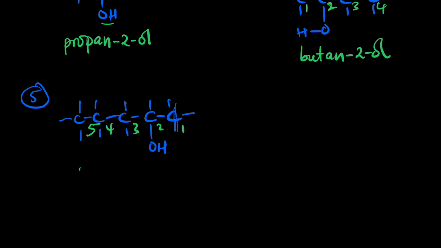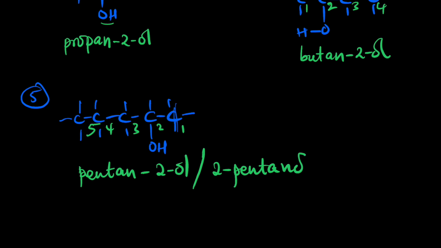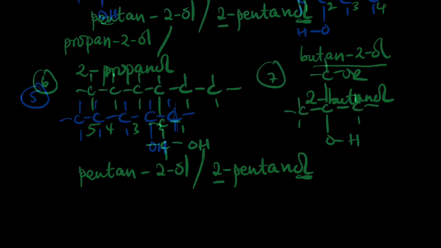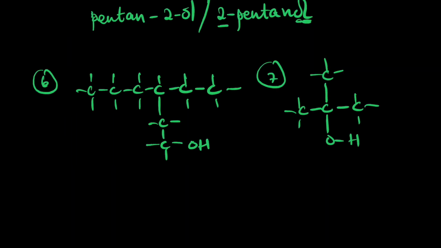So this 5-carbon chain is going to be pentane. Pentane 2-ol. Or you can spice it up and say 2-pentanol. Still, it says the OH is in 2. Even this one, you can say 2-butanol. Even this one, you can say 2-propanol. Let's look at the alcohol when it has a branch.